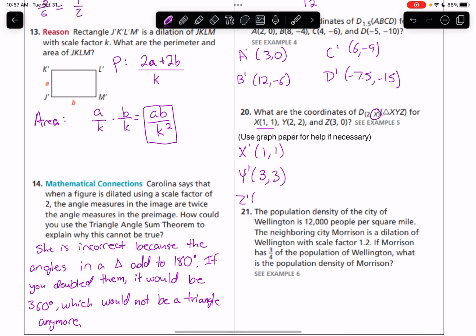Z prime, same thing. To go from X to Z, from 1 to 3, I add 2. I'm going to double that, and I'm going to add 4. 1 plus 4 is 5. And then to go from 1 to 0 is -1. I'm going to double that, and so that's -2. So 1 plus -2 is -1. So those are your new coordinates.